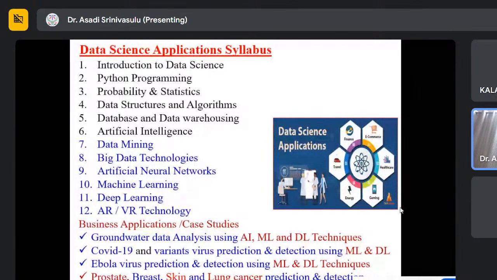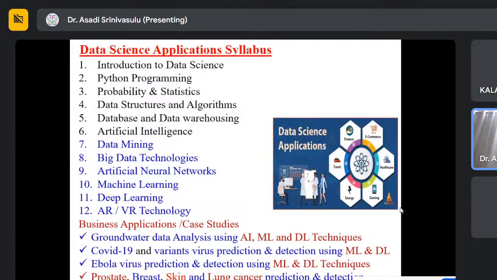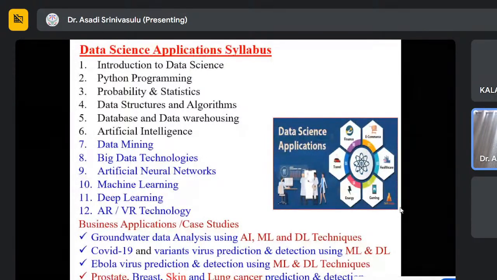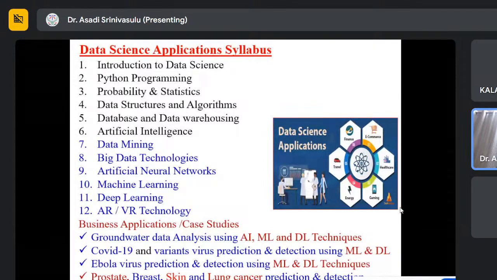Then artificial intelligence. Intelligent behavior in a machine is called a robot. We have voice recognition robots like Siri, Alexa. We have humanoid robots like Sophia, Asimo, etc. So it is science and engineering to develop intelligent applications by using AI models. After that, data mining. Data mining is the process of extracting meaningful, interesting patterns from a huge volume of data by using classification, clustering, association rule mining, outlier detection.